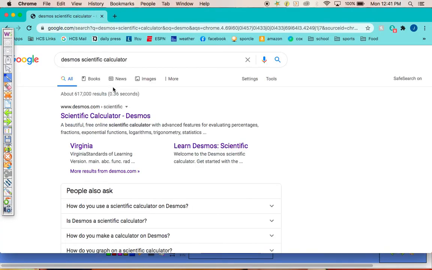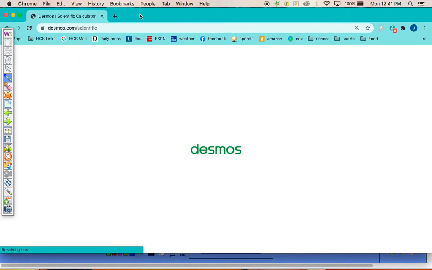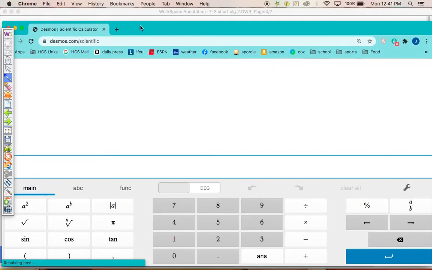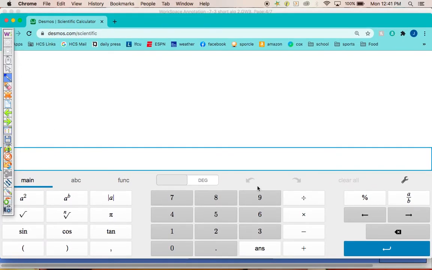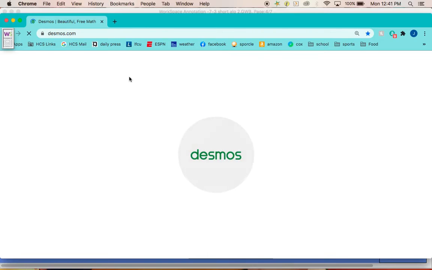All right, and this is acceptable for this problem. Let me pull this back. We're going to graph the log of x. I went to the graphing calculator. Graphing calculator. Here we go.